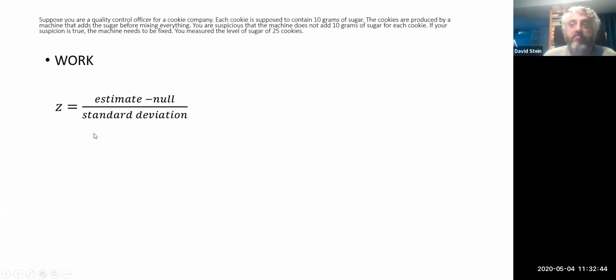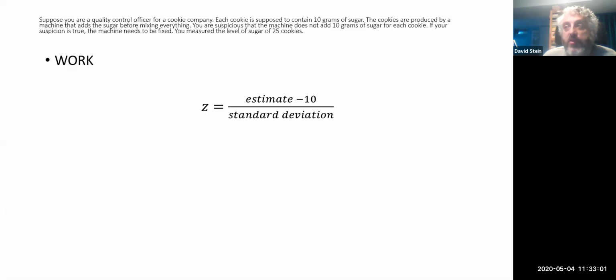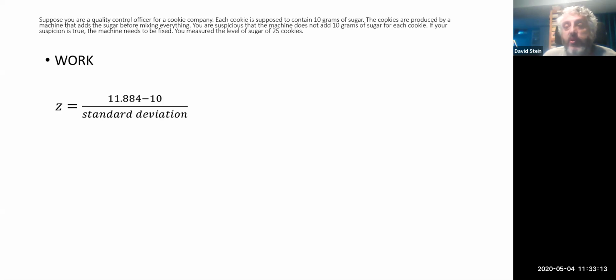If we're going to do it the same way we've been doing all these problems, we have to get a z-score. And we know what the z-score is, right? The estimate, what we got, minus the null hypothesis, divided by some standard deviation. Same as it always has been. So, what was the null hypothesis? Well, the null hypothesis was 10, was it not? We were trying to test whether the machine is right. That was 10 grams per cookie. And what was our estimate? Our estimate was 11.884. So 11.884 minus 10 is the numerator. That's the same as it's always been.